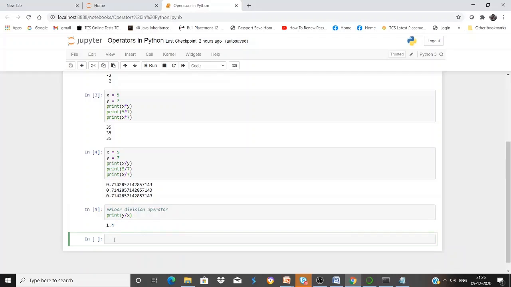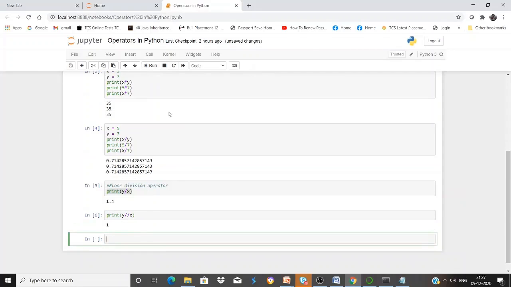So let's try that out. Instead of applying the division operator, we will apply the float division operator. This is how we write it: we use double slash. Now let's run the cell, and as expected, you get 1. Why do you get 1? Because 1 is the integer which is nearest as well as less than the division result 1.4.